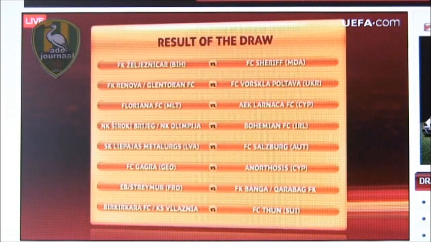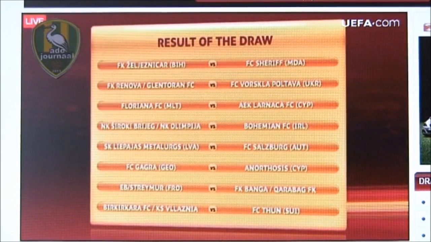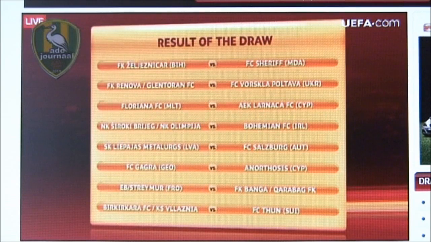Floriana versus AEK Larnaca. Sirokibriek or Olympia versus Bohemian. Liepājas Metallurgs versus Salzburg. FC Gagra versus Anorthosis. Straymur versus Banga or Karabakh. Birkirkara or Valencia versus FC Thun from Switzerland.